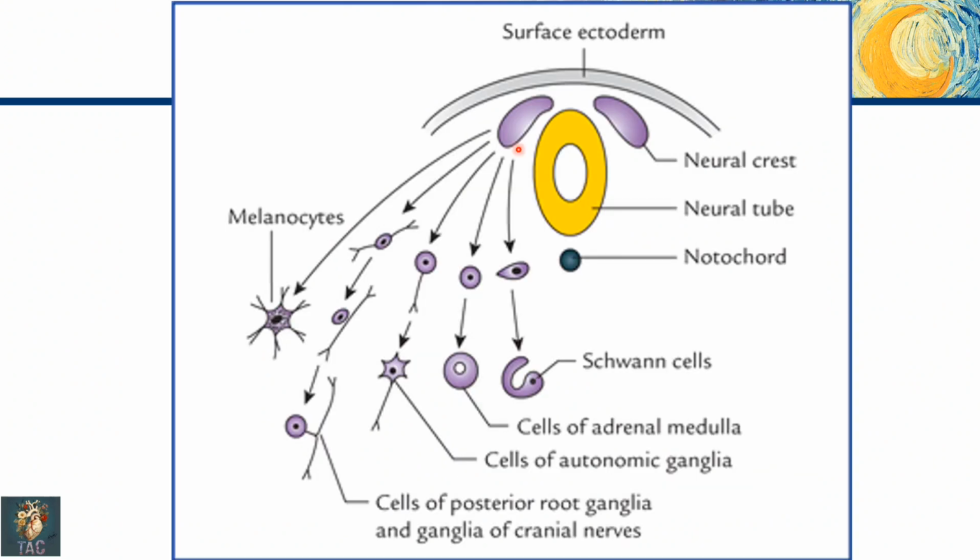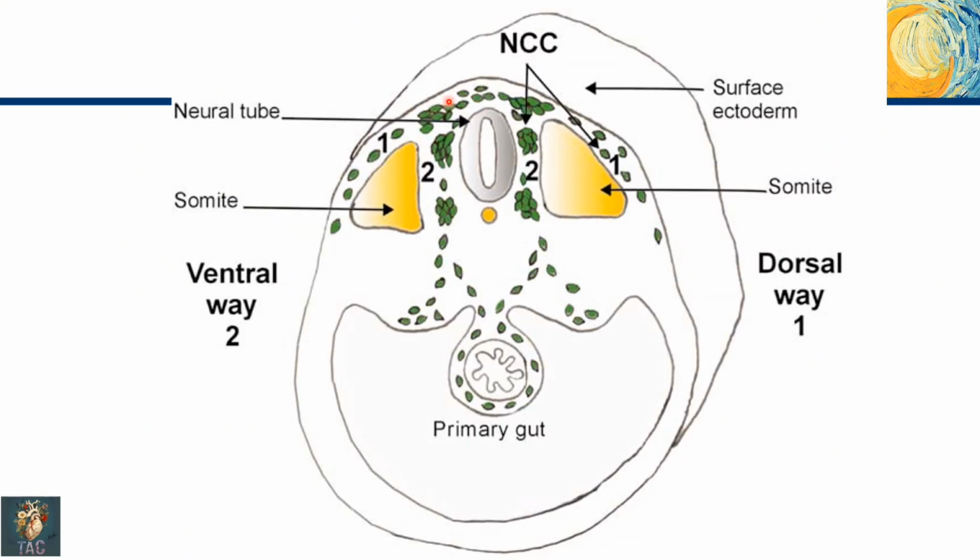So again you can see the different cells, the neural crest cells. They are forming the melanocytes, then the cells of the dorsal root ganglia and ganglia of the cranial nerve. Then the cells forming the autonomic ganglia, the adrenal medulla and also the Schwann cells. So here you can see this is a closed neural tube and this is the notochord. In this diagram, you can see the two pathways: the dorsal pathway and the ventral pathway.